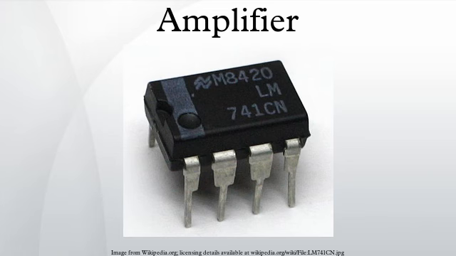There are four basic types of electronic amplifier: the voltage amplifier, the current amplifier, the transconductance amplifier, and the transresistance amplifier. A further distinction is whether the output is a linear or nonlinear representation of the input. Amplifiers can also be categorized by their physical placement in the signal chain.